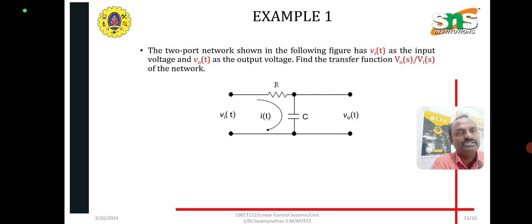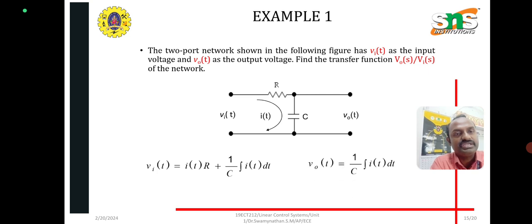Example 1: the two-port network is shown in the figure, Vi of t is the input and V naught of t is the output. Find the transfer function V naught of s divided by Vi of s. Applying KVL, Vi of t is equal to i of t into R plus 1 by C integral of i of t dt. That is the input loop. The output loop is V naught of t equal to 1 by C integral of i of t dt.